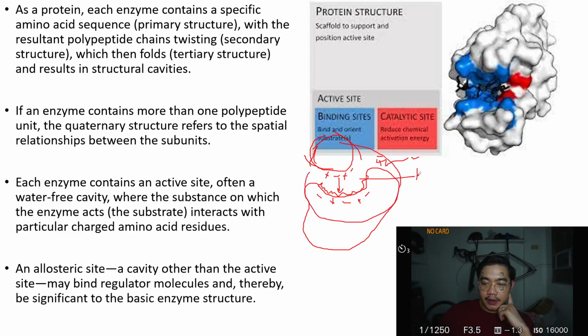Usually it doesn't have any water, because if you add water in a chemical reaction on this scale, it tends to decrease the rate of reaction, unless water is needed, unless it's hydrolysis. But more often than not, the active site is a water-free area.